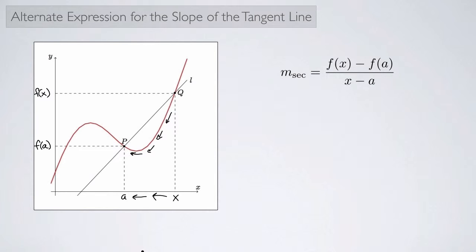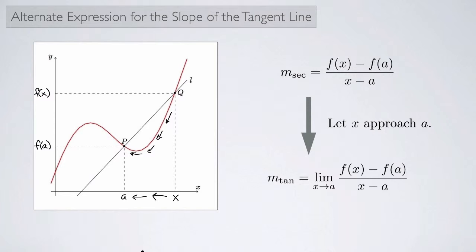So this was the equation for the slope of the secant line. It's a change in y over change in x situation here. So we have f of x minus f of a, that's your change in y, over x minus a, that's your change in x. But if we let x approach a, then we get the slope of the tangent line. And so that would be the limit as x approaches a of f of x minus f of a divided by x minus a. Well, it turns out there's actually another way to express the slope of the tangent line.